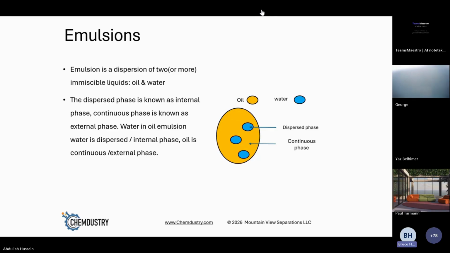Anyway, there's no place to store thousands and millions of barrels of water per day, so you have to get the water out so you can sell that oil.